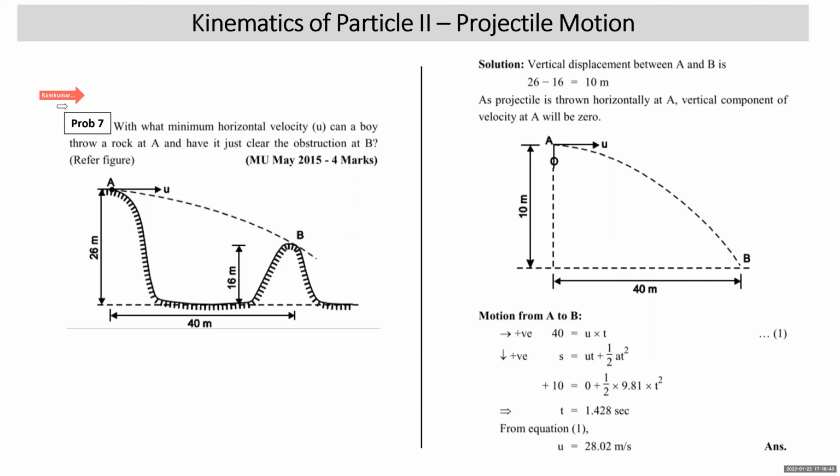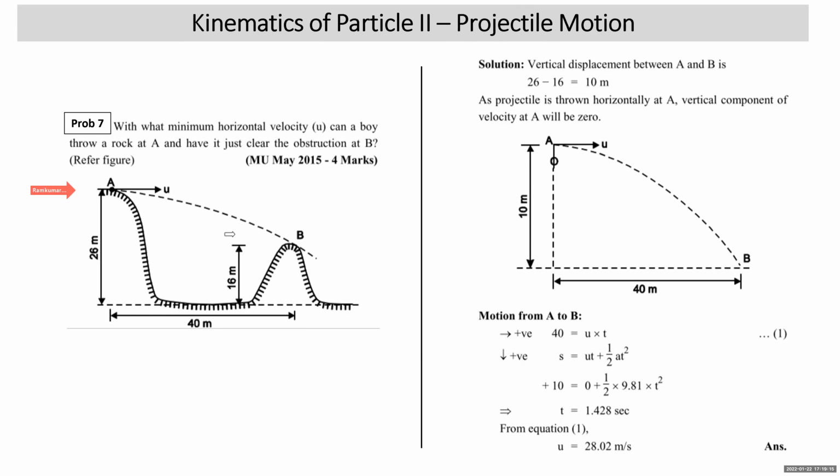All right, I'm reading the next sum. With what minimum horizontal velocity u can a boy throw a rock at A and have it just clear the obstruction at B? Now, if you look at the diagram, what he has given: A is the point of projection, where the projectile is being thrown horizontally. Elevation is 26 meter. Target is point B, which is at the elevation of 16 meter. Horizontal displacement between A and B is 40 meter.